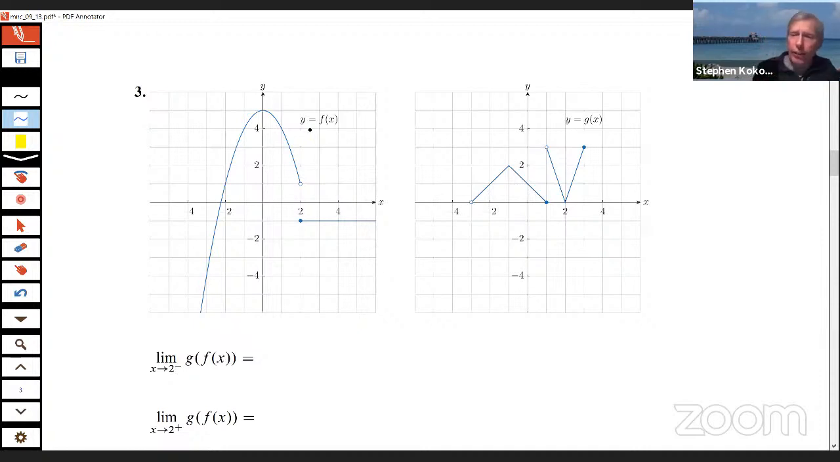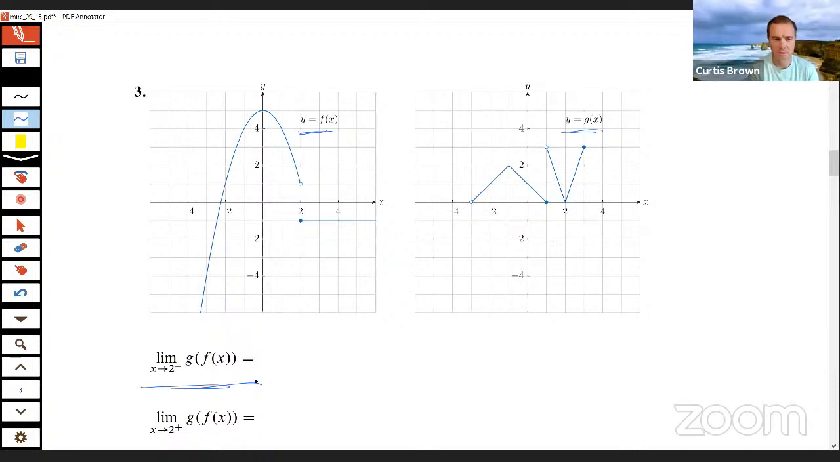So over here on the left-hand side, I have a graph of y equal f of x. Over here, I have a graph of y equal g of x. I think the original question posed was this one-sided limit, but I'm going to ask another one here too. Curtis, I'm going to ask you to help me with that second one when I get there, okay? Okay. So how do we attack this? This is the limit as x goes to 2 from the left-hand side of g of f of x.